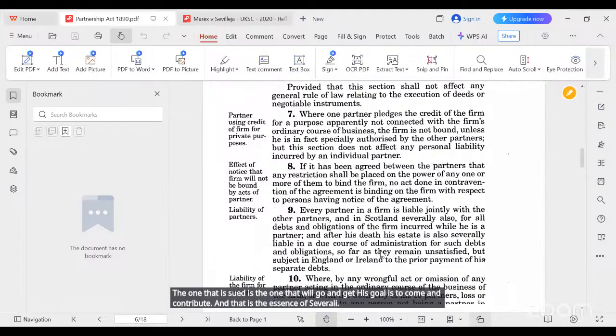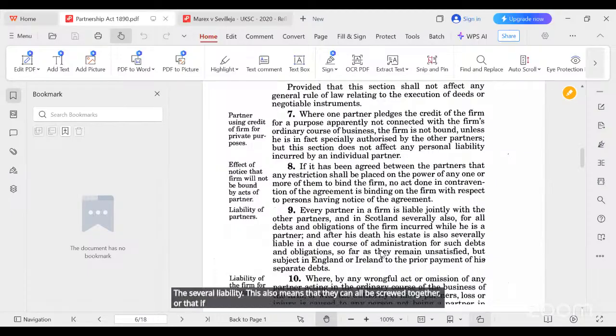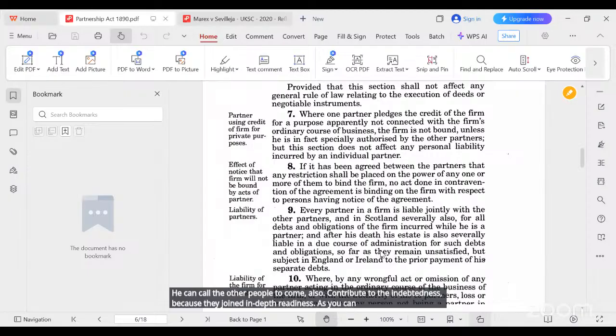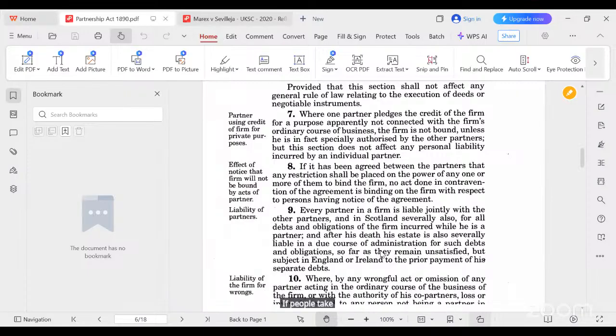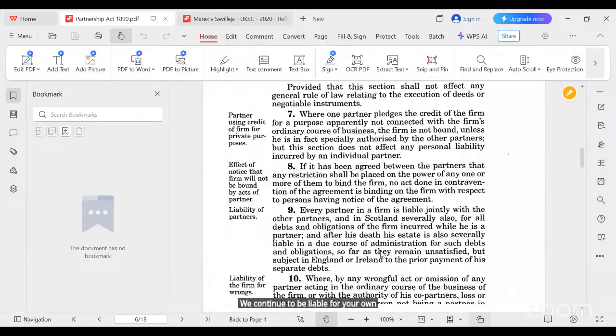The several liability also means that they can all be sued together, or that if you pick on one of them because he appears to be the one that is most financially stable, he can call the other people to come and also contribute to the indebtedness, because it's a joint indebtedness. And you can see here, people take indebtedness to their graves, because it's telling us that your administration or your estate, even in death, will continue to be liable for your indebtedness, and they have to pay.